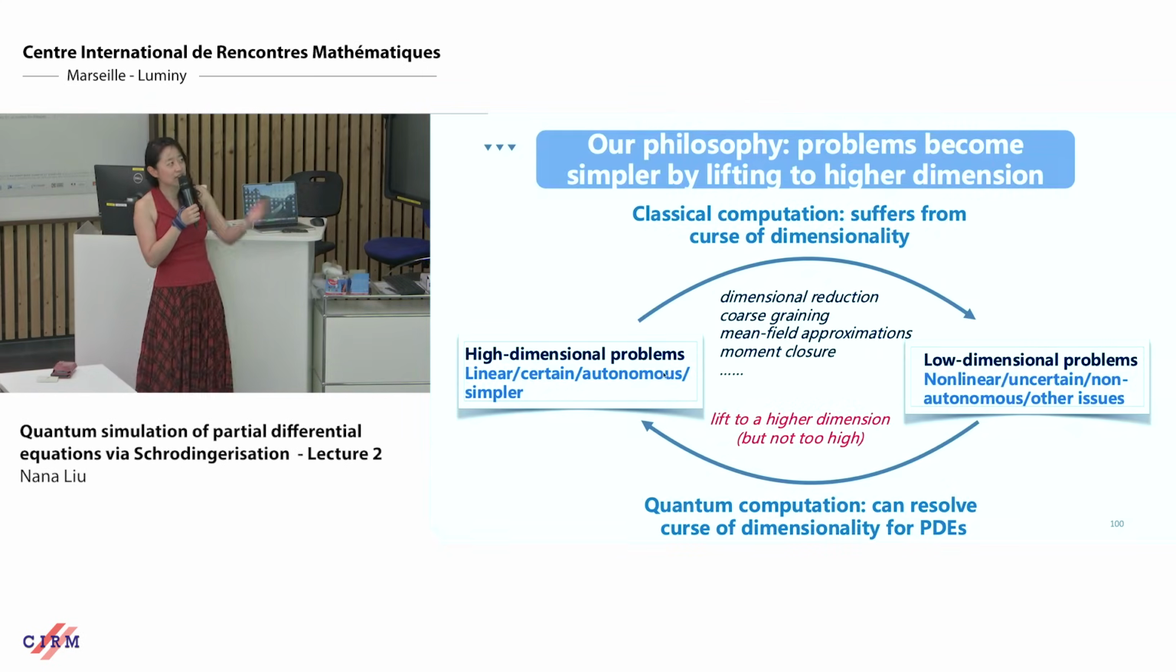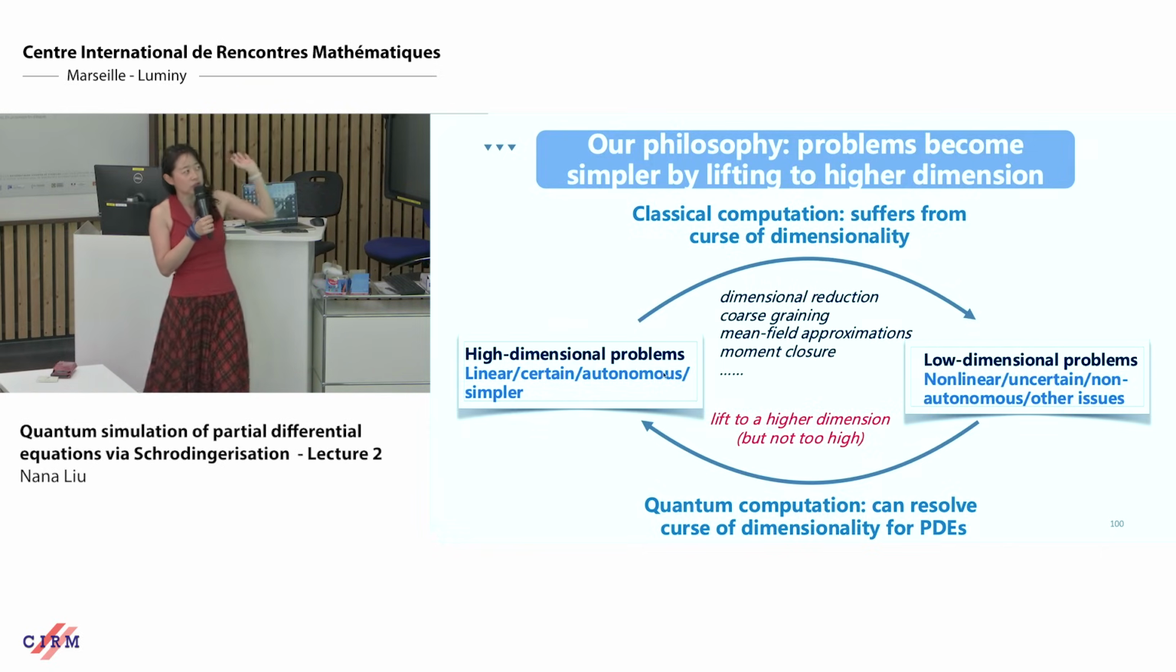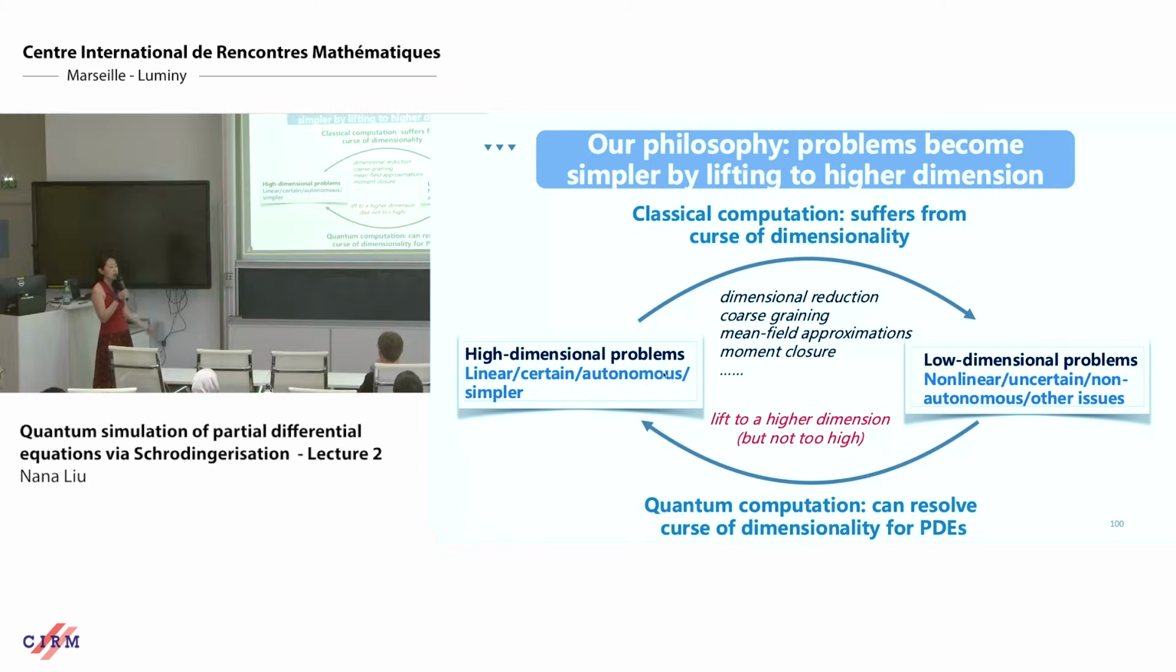So this is kind of the philosophy of the different algorithms that we have. In classical algorithms, when you have high dimensional problems, you do dimensional reduction types of methods. But usually, when you do this kind of reduction, you end up with a lot of other problems. You have to truncate things, and linear problems actually become nonlinear, and things like that.